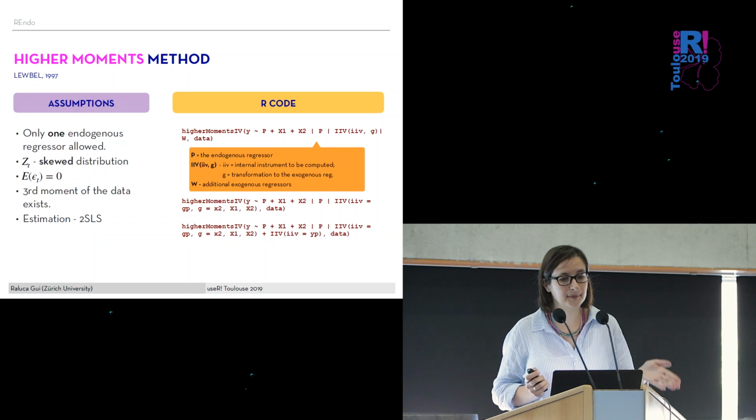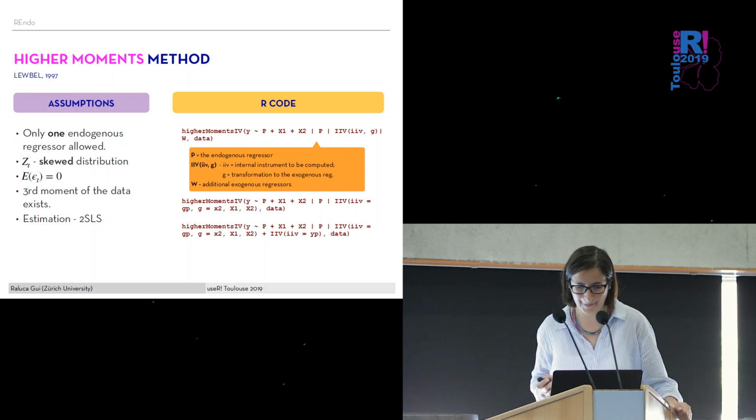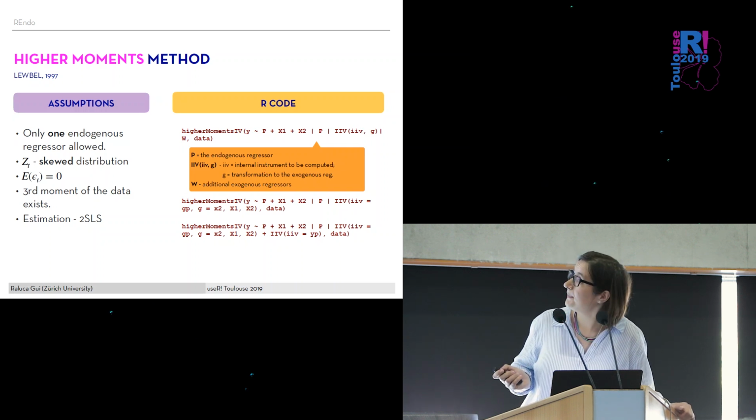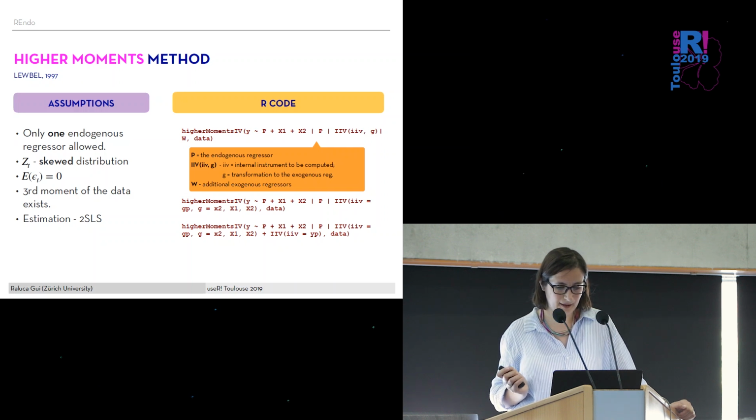You can multiply the dependent variable with the endogenous regressor, or you can have the endogenous regressor multiplied with one of the exogenous regressors, and then g tells you which transformation you should use for the exogenous regressor. It sounds complicated, but we have a vignette, the package is already on CRAN, and you have a help file, where it's maybe better explained. For example, here you create an internal instrument which takes the product between g and P.